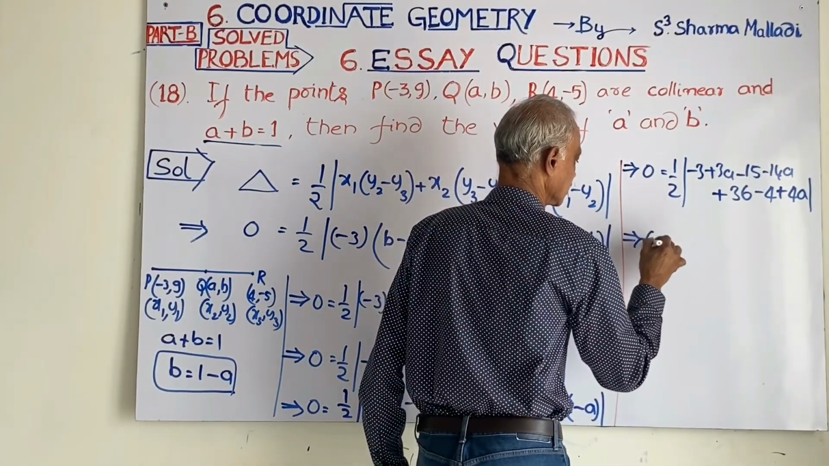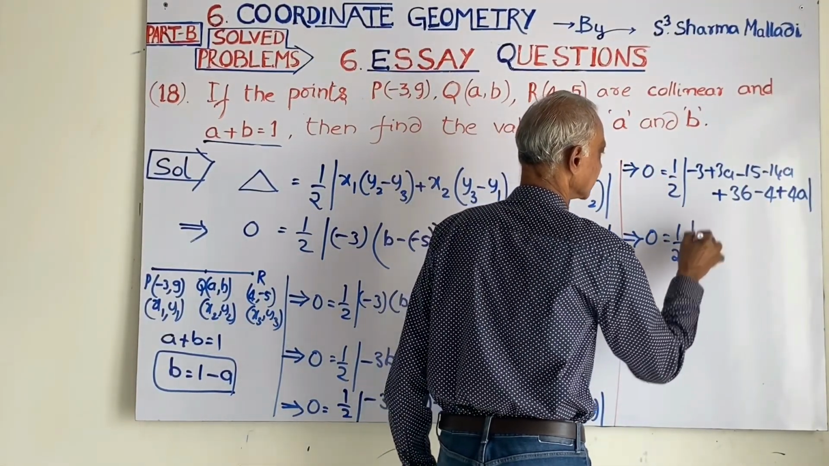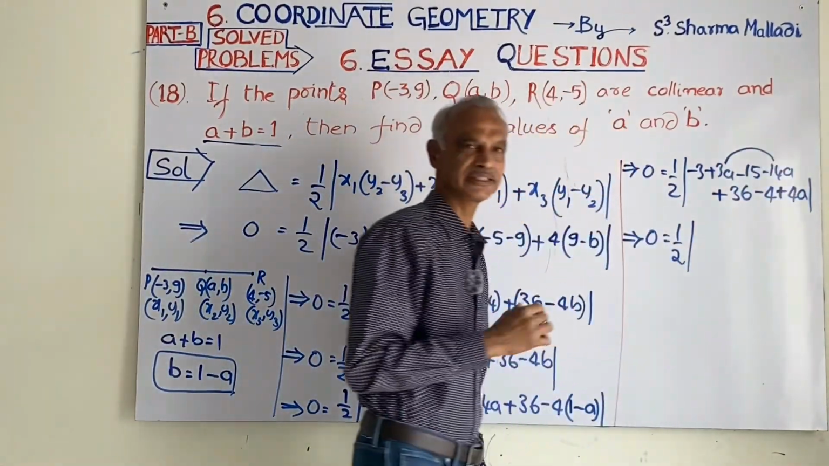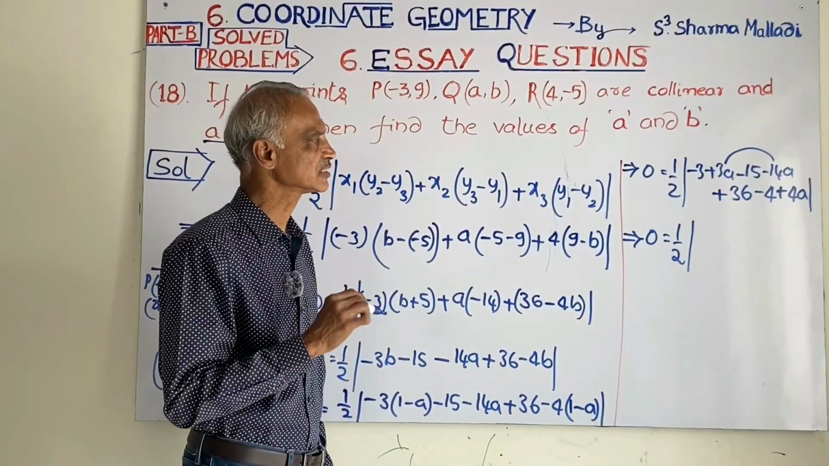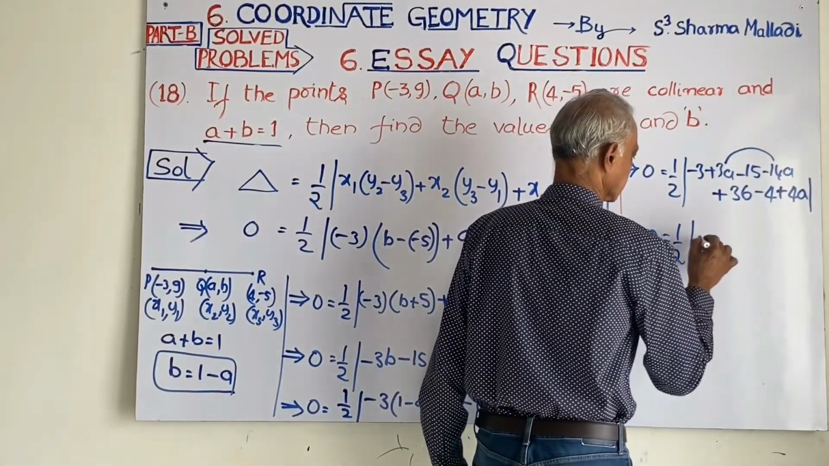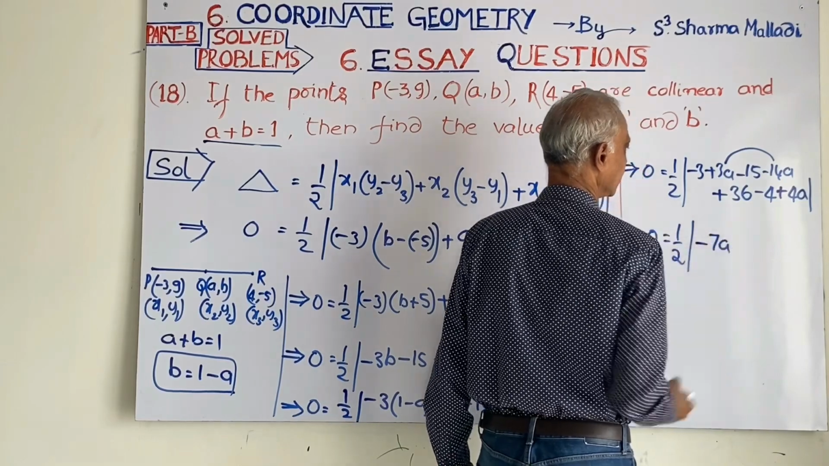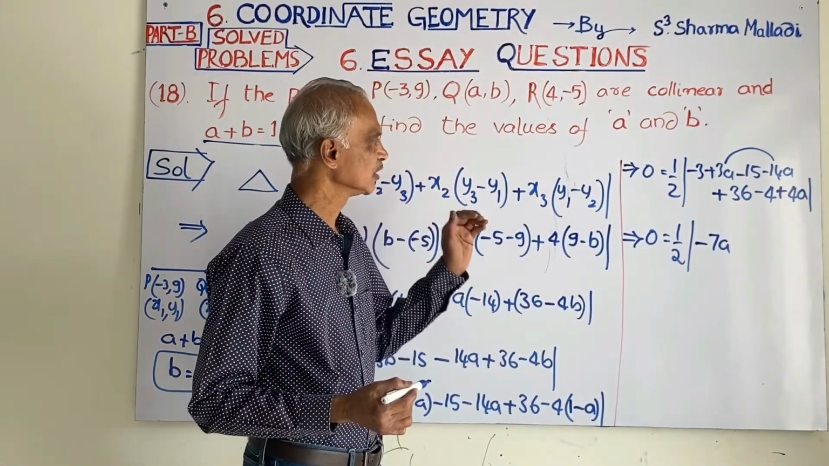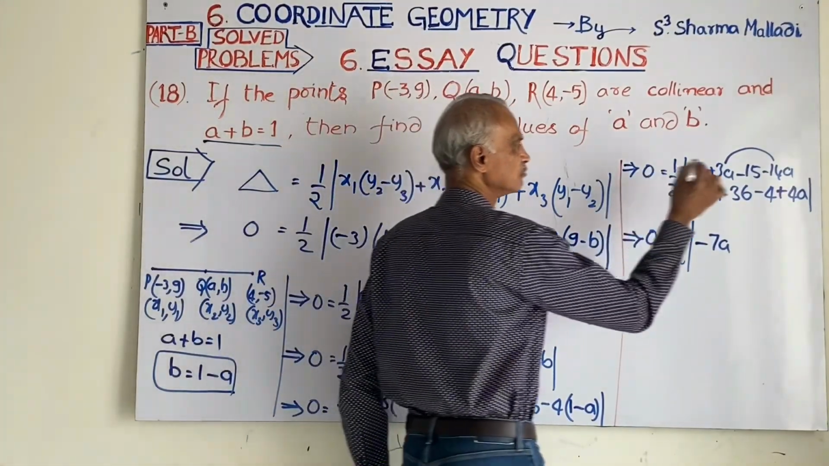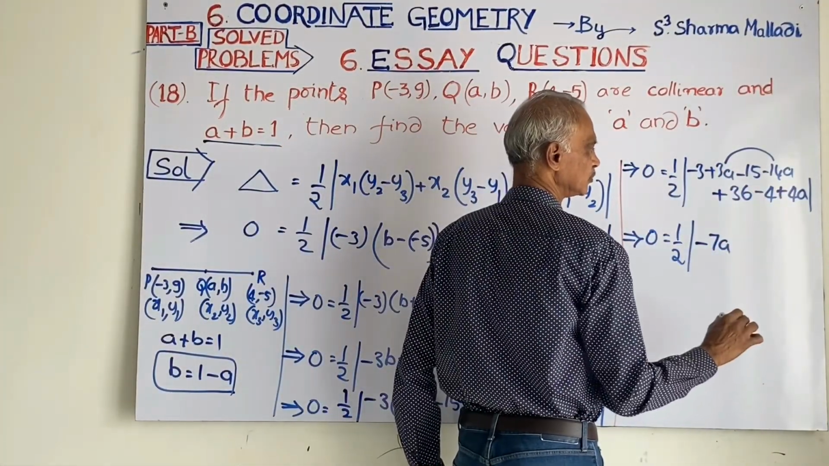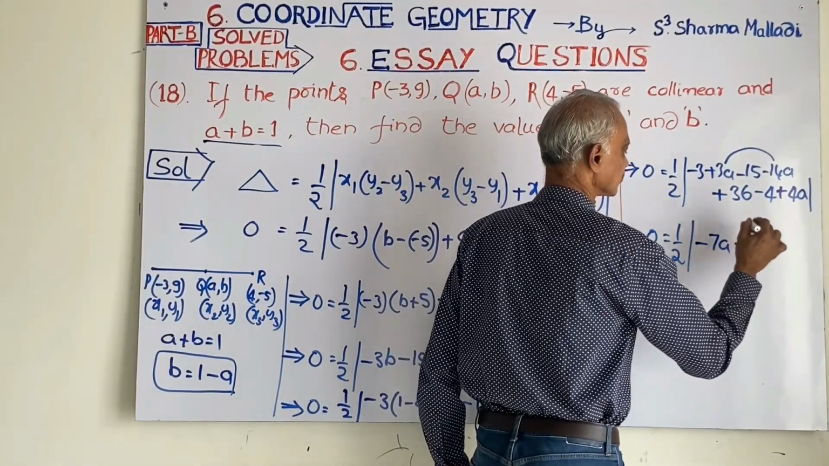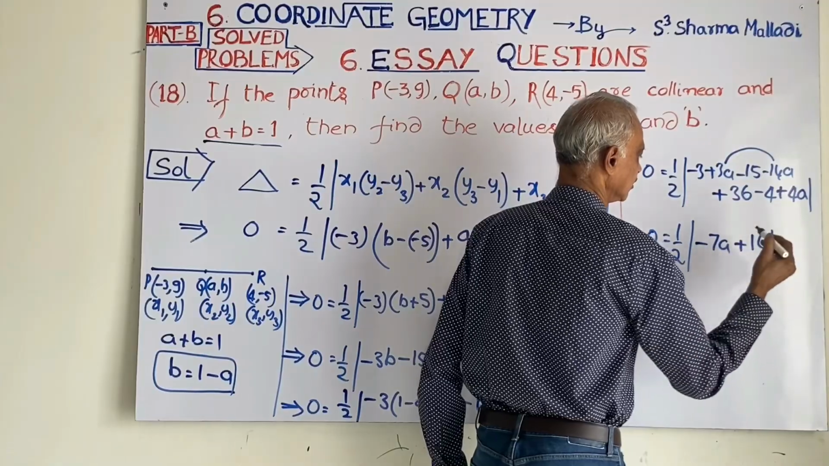Now half into, now we have to simplify. 3a plus 3a minus 14a minus 11a plus 4 minus 7a. Now minus 3 minus 15 minus 18, minus 4 minus 22, plus 36 plus 14.